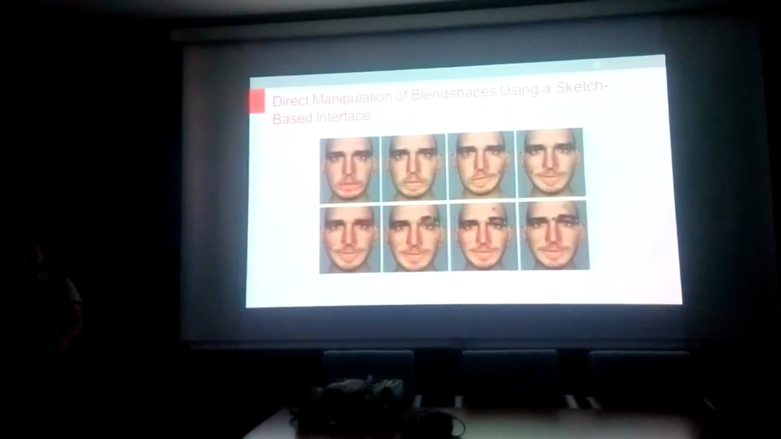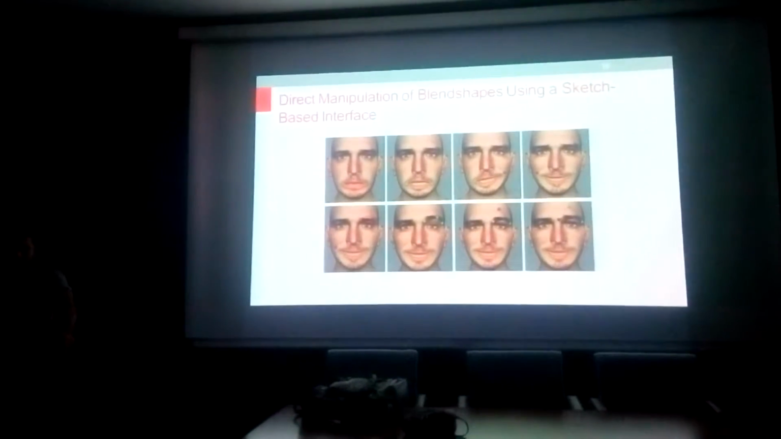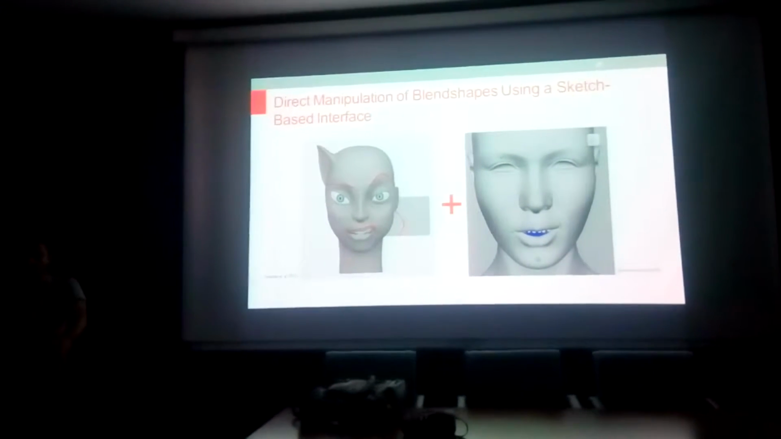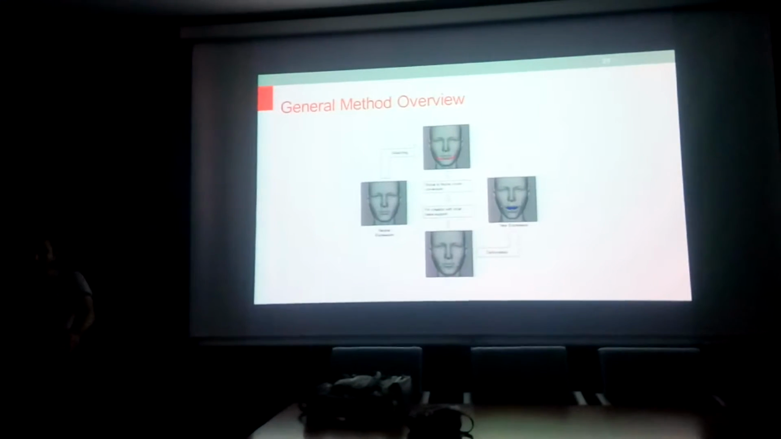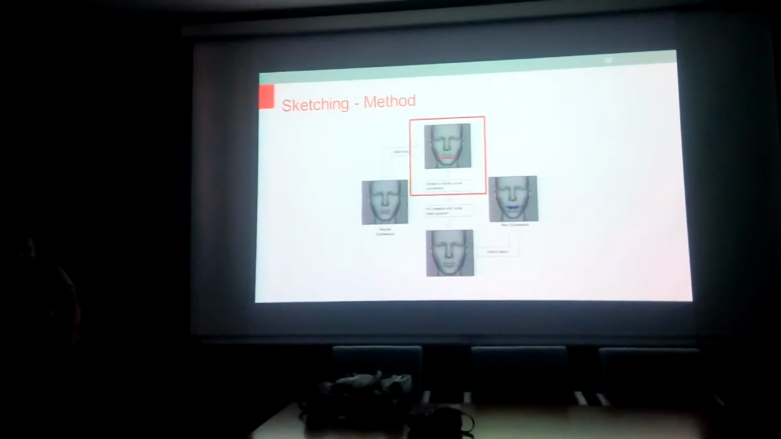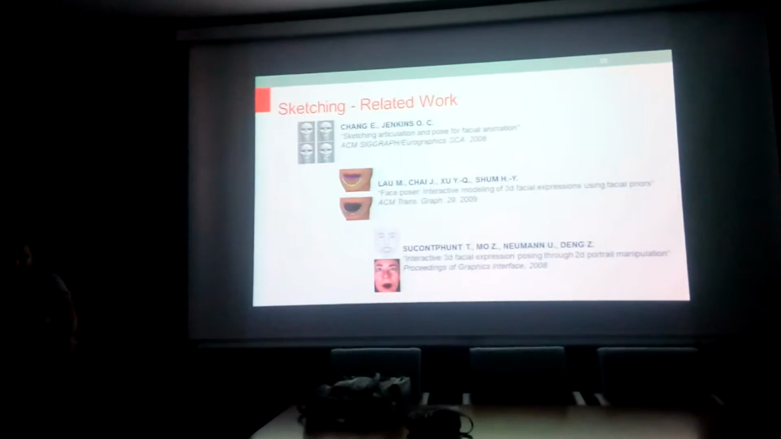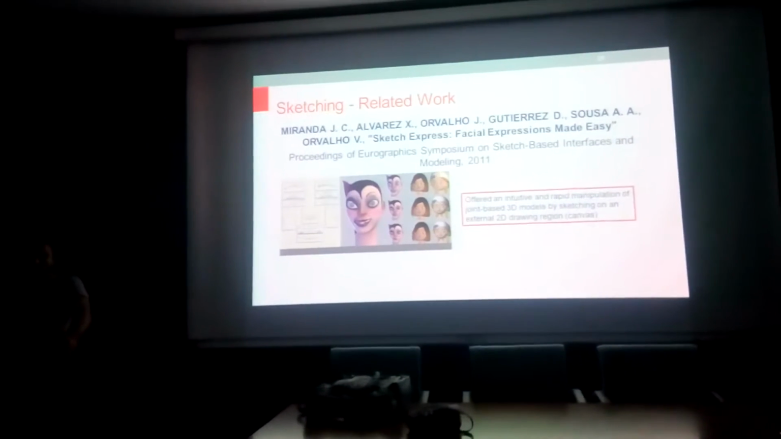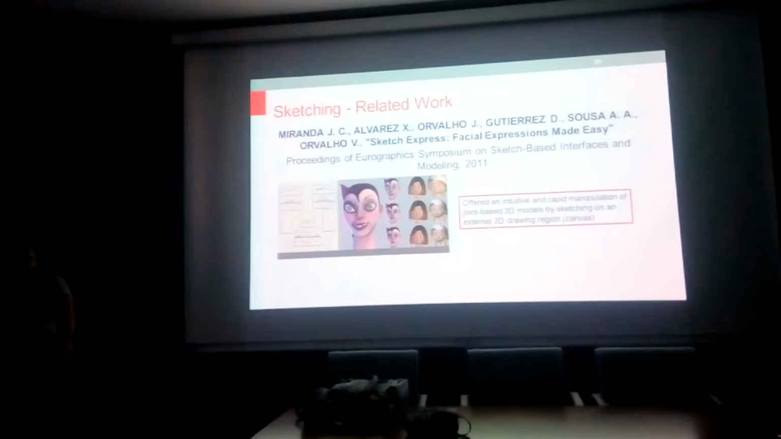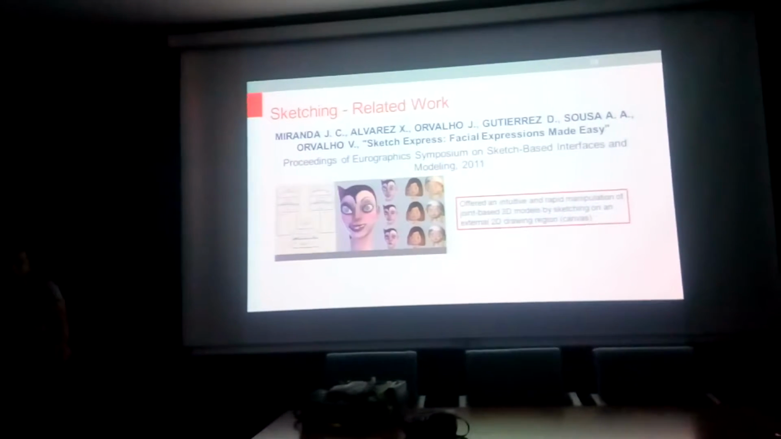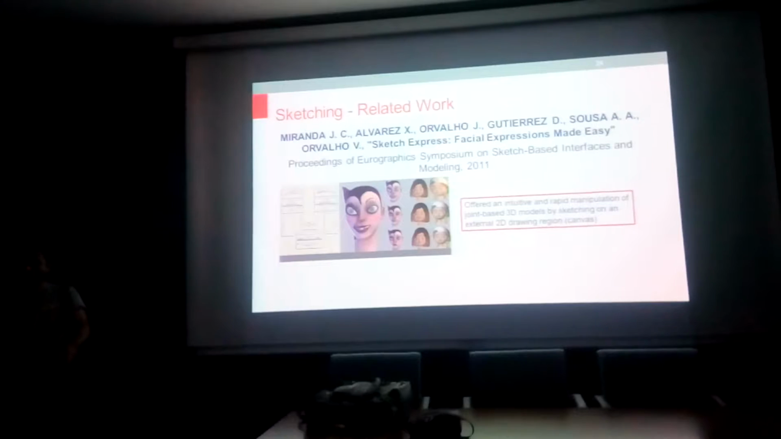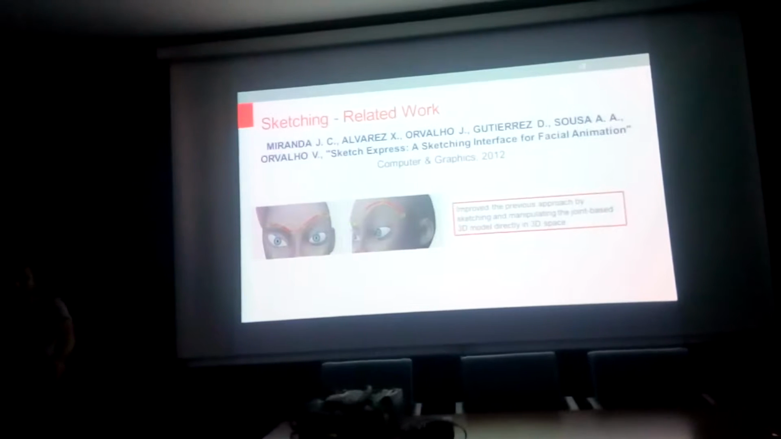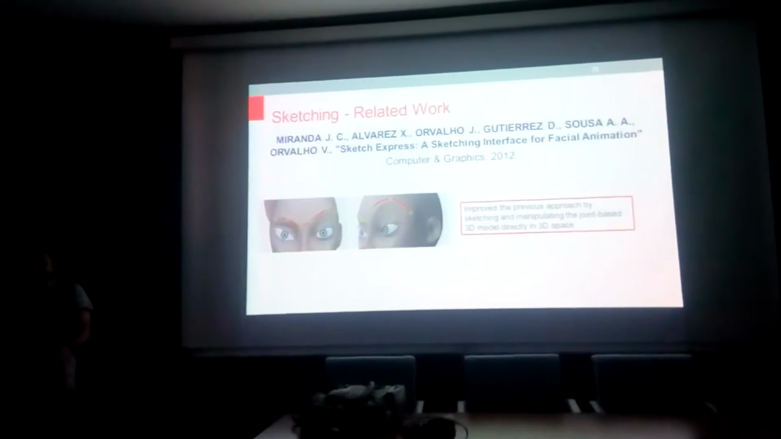The idea of sketching blend shapes came from Professor Veronica and J.P. Lewis. The main objective is to combine Miranda's Sketch Express with the blend shape direct manipulation framework. According to my general method overview, I attacked the framework from the sketching. Although I studied tremendous amounts of references, the closest ones are from Chang, Lau, and Schoenfeld. But the major reference is Miranda's Sketch Express from 2011, where he offers sketching to manipulate the joint-based model on an external drawing region. And in 2012, he improved his work to sketch directly on the 3D model.